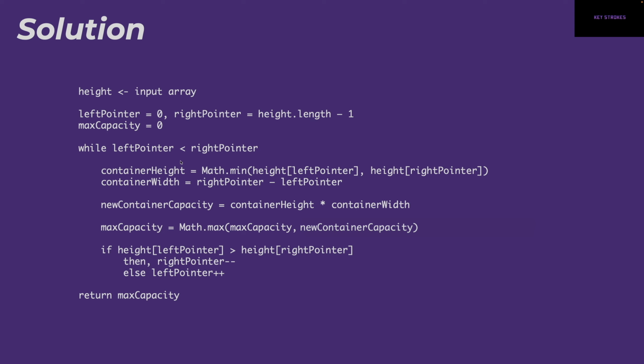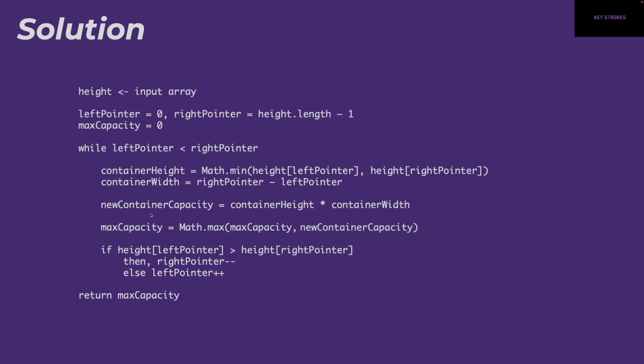Now, the first thing we determine is the height of the container, which will be the minimum of the left and the right pointers that we have. And we choose minimum because you can only hold water up to the minimum height of the two sides of the container. Then we determine the width of the container, which is pretty straightforward. It's just the distance between the right pointer and the left pointer.